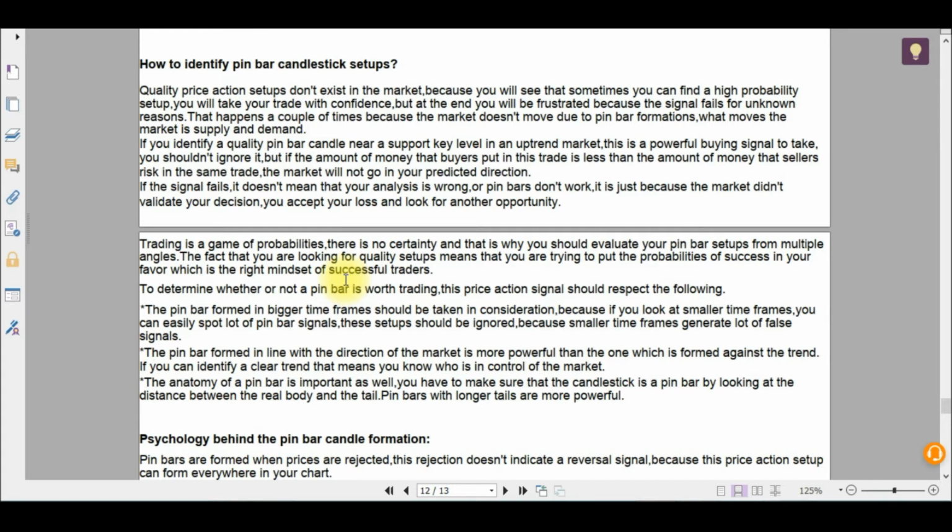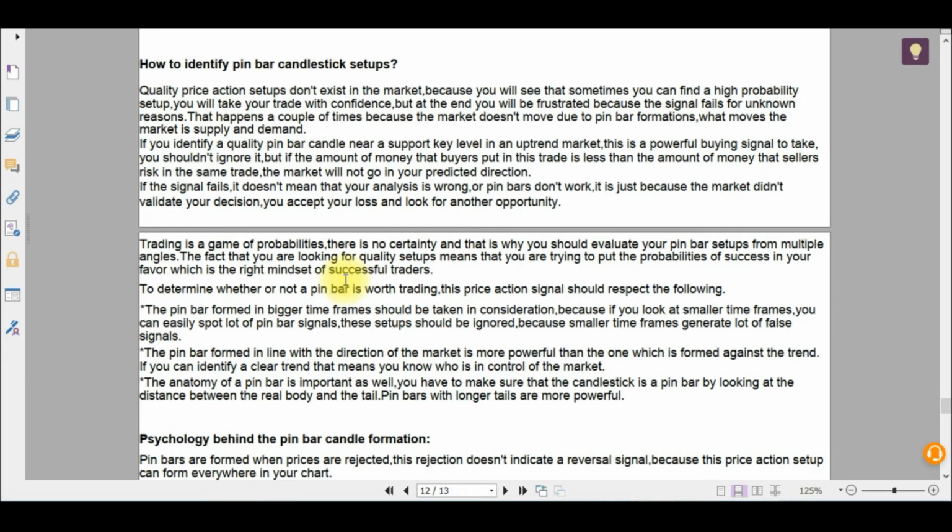Number 2, the pin bar formed in line with the direction of the market is more powerful than the one which is formed against the trend. So remember, we trade with the trend, we don't trade against the trend. The trend is a friend. If you can identify a clear trend, that means you know who is in control of the market.